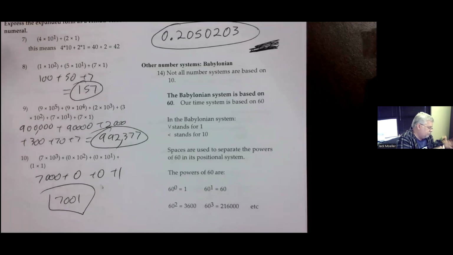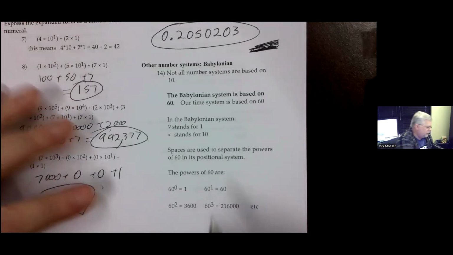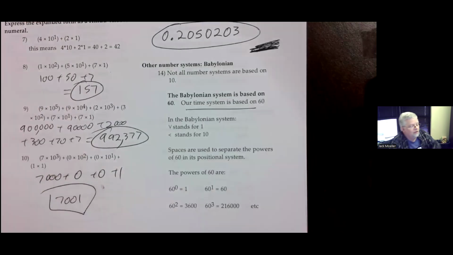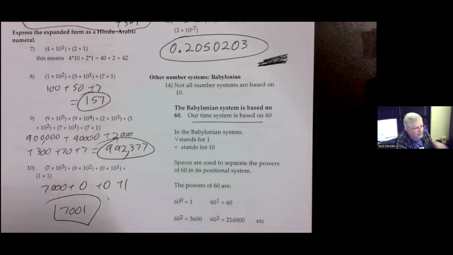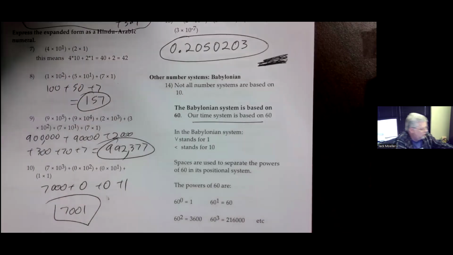And why are we talking about the Babylonian system? Well, our time is still based on the Babylonian time system. That's why there's 60 seconds in a minute, 60 minutes in an hour. Why there's 24 hours in a day is beyond what we're talking about here, but our minutes and our seconds are definitely based on the Babylonian number system.